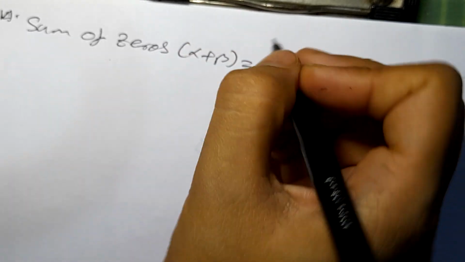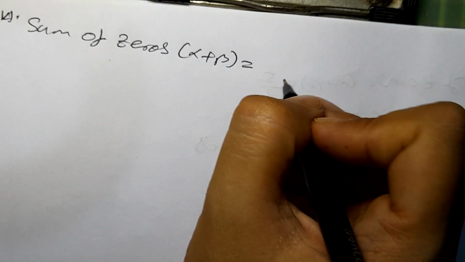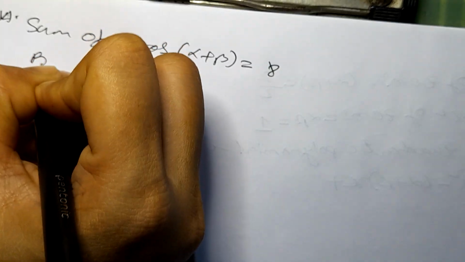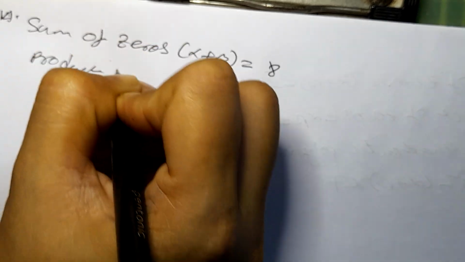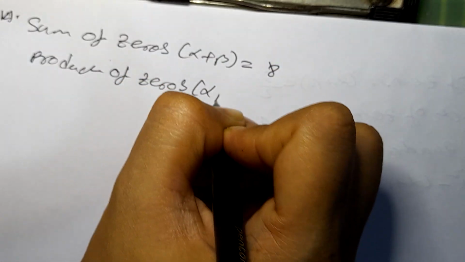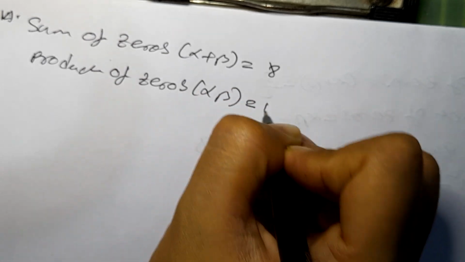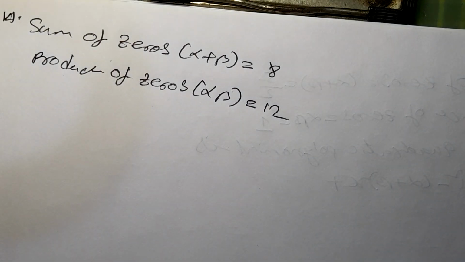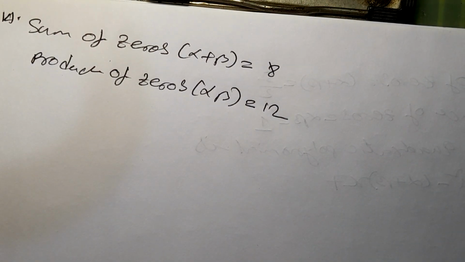Sum of zeros, we write it as alpha plus beta, that is 8. Product of zeros, that is alpha into beta, that is 12. Whenever sum is given and product is given, we can find a quadratic polynomial.